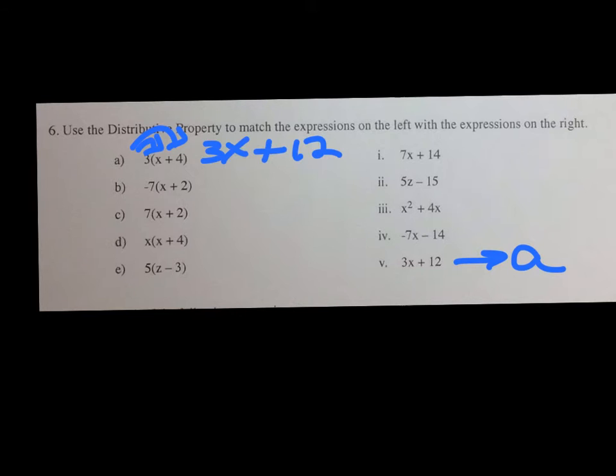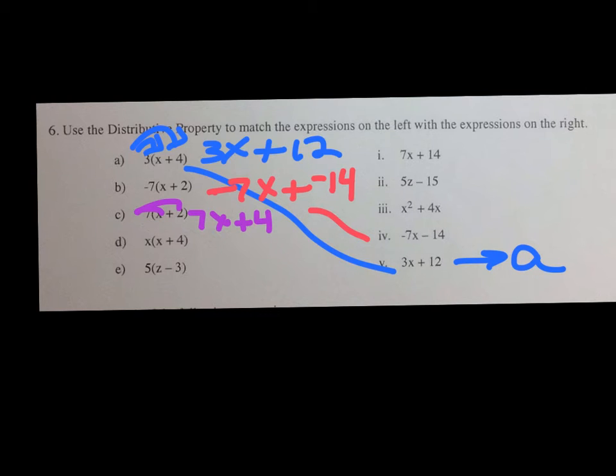Negative 7 times x plus 2. Well, negative 7 times x is negative 7x. Negative 7 times 2 is negative 14. And that would end up being letter number 4. Okay, so plus negative 14 is the same thing as minus 14. Letter C, when I distribute there, that would just be 7x plus 14. And that would be letter I.